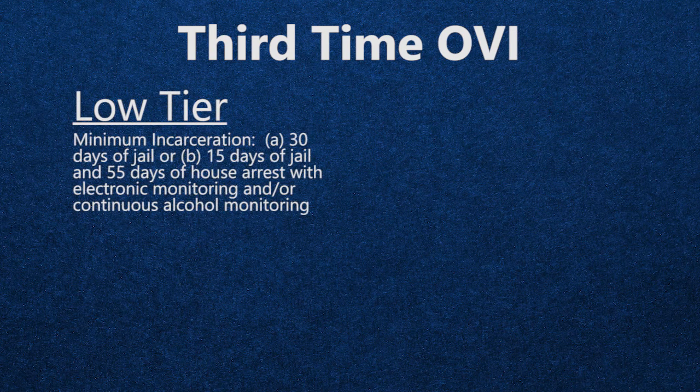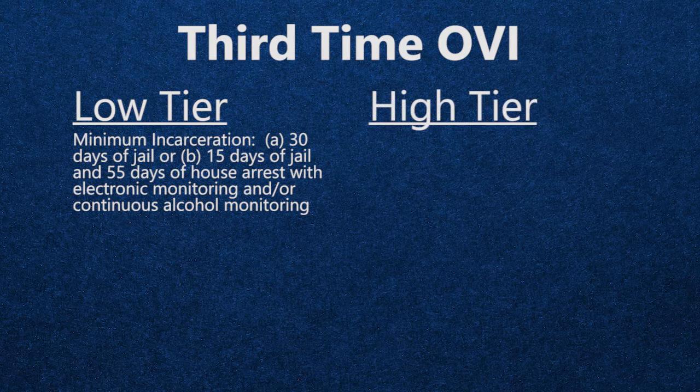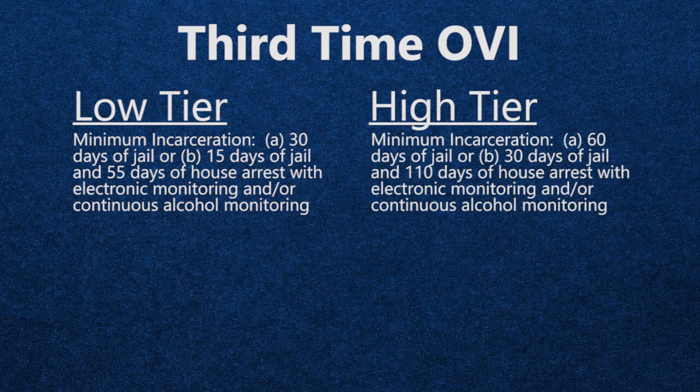For a third OVI in 10 years, the incarceration penalties for a low-tier OVI increase to either 30 days of jail or 15 days of jail plus 55 days of house arrest. For a high tier, the penalties are increased to either 60 days of jail or 30 days in jail plus 110 days of house arrest.